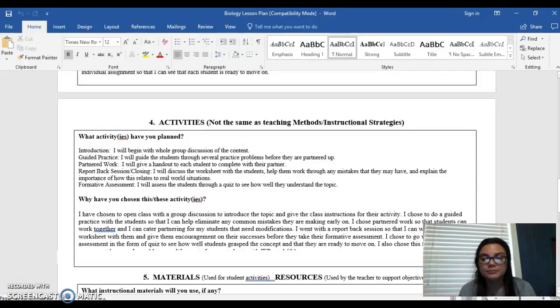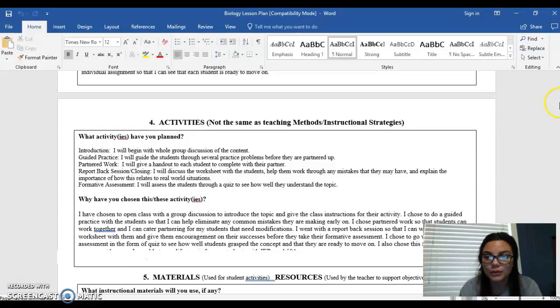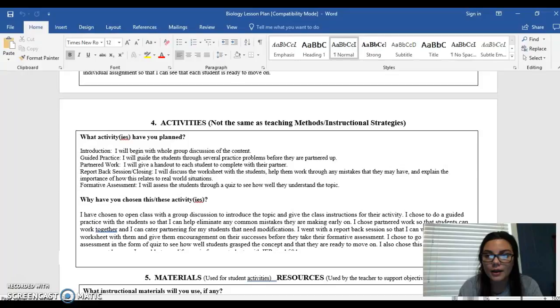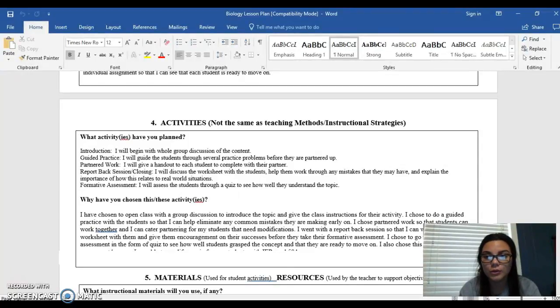I've chosen these activities because it's better to start with an open discussion and give the class instructions for the activity. I chose to do a guided practice so that I can help eliminate any mistakes that they may be having initially before they go to partnered work. I chose partnered work so that they have someone to work out these Punnett squares problems with. I chose a report back session so that we can work through any problems that the class is having.